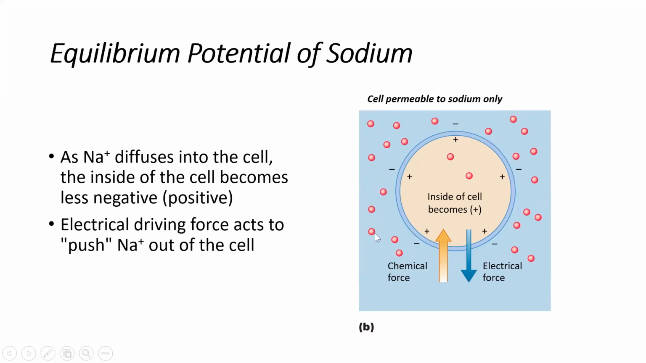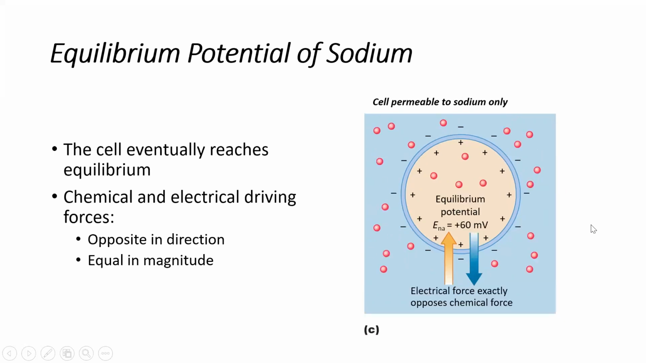So because we now have a negative environment outside the cell, all this positive charge is now being dumped inside the cell, and the unopposed negative charge of chloride is now creating this negative environment outside the cell. So now we have an electrical force that wants to drag sodium back outside, so it's attracted to that negative environment outside the cell. And so sodium is going to move until it eventually gets to its equilibrium.